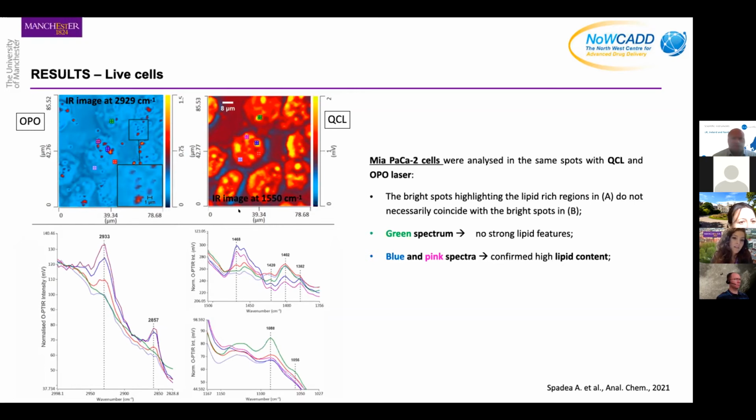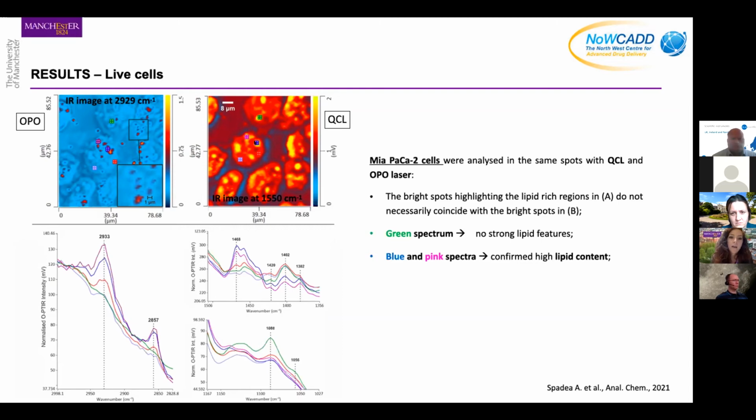You can see that this image here is obtained with the QCL laser, and you can see how the brightest spots obtained with the QCL do not necessarily correspond to bright spots obtained with the OPO, which essentially highlights lipids. In this case, for example, if you look at the green spectrum, you can see that with the QCL I was able to see a very good peak at 1088, again suggesting that we are observing nuclear material. But on the other hand, there were essentially no lipids. So yeah, probably we are observing the nucleus.